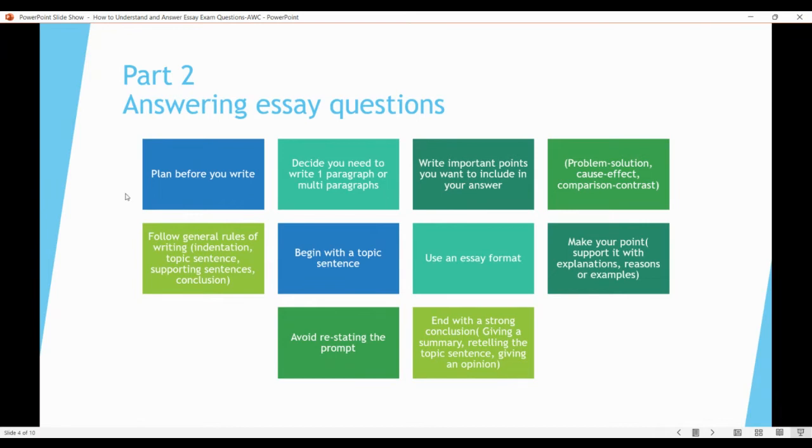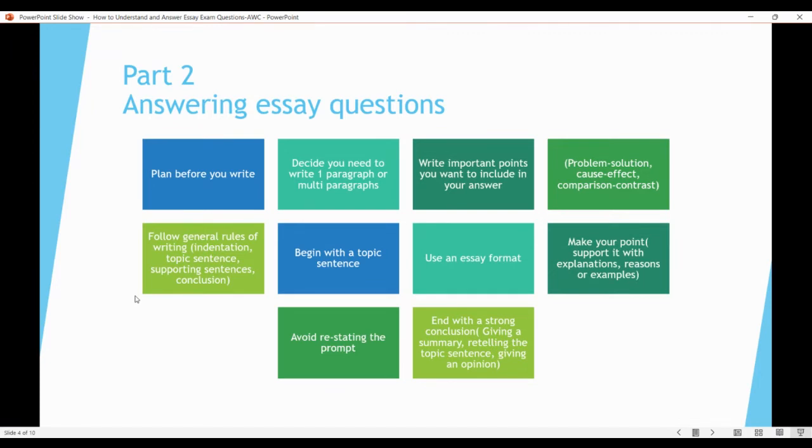You also need to decide, yeah, one paragraph or multi-paragraphs, as I told you before. Write important points you want to include in your answers. Sorry, some of the points are repetitive, so I start here with the next point.